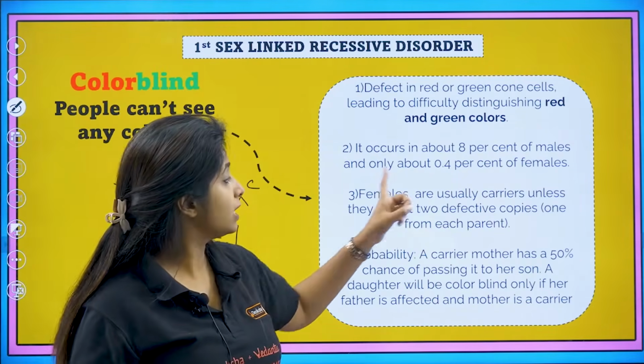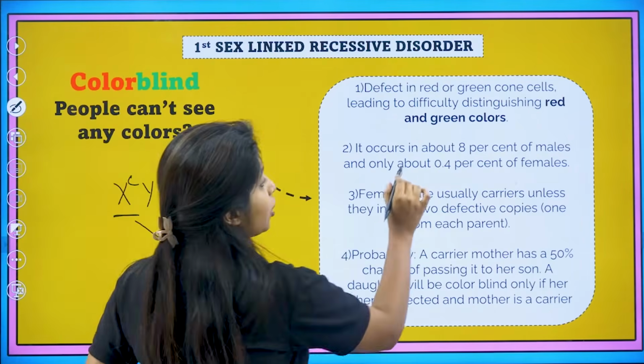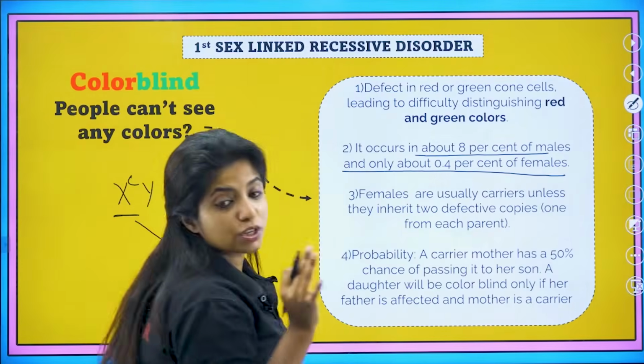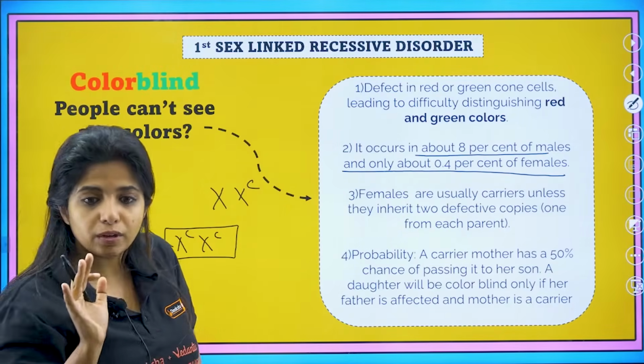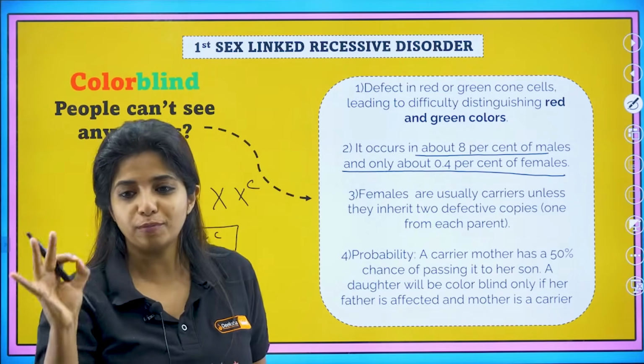Listen, females are usually carriers unless they inherit 2 defective copies, one from each parent. It occurs in about 8% of males and only 0.4% of females. This is very much important for you to remember. Okay, 8% of males and 0.4% of females.